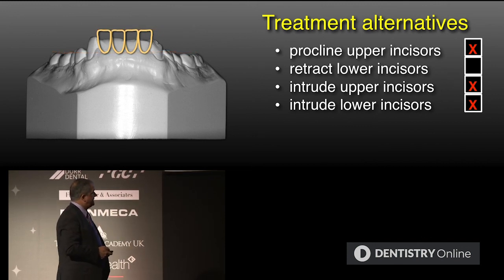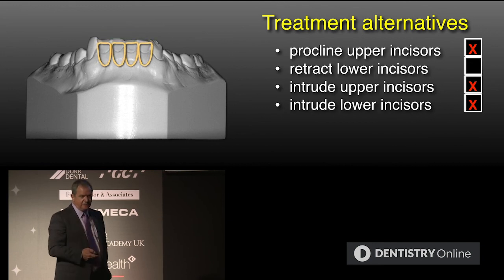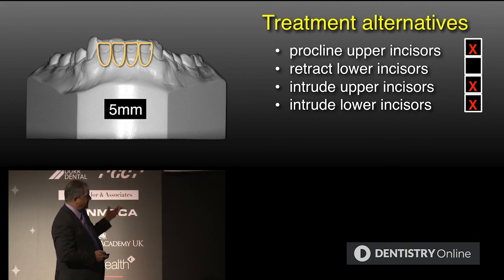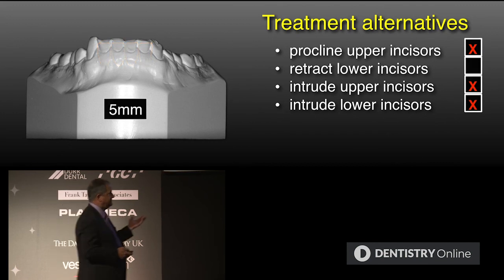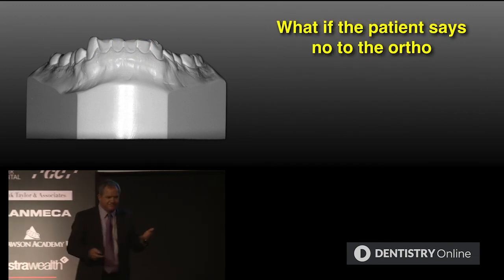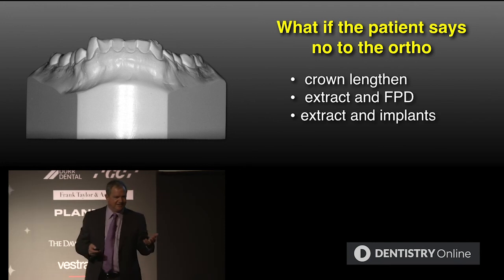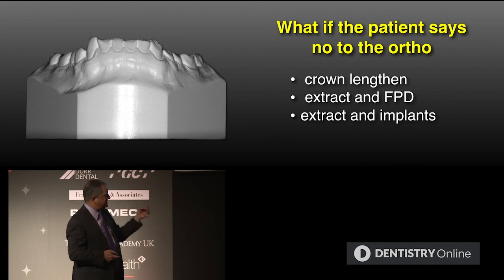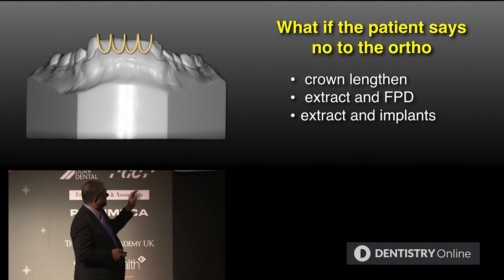Right? Now, that's where we'd like these teeth to be. That would require ortho. What if he says no to the ortho? I'm not going to do the ortho. Maybe I can't make him see things the way I see things. So here's your other choices. Crown lengthen the lower anteriors, extract the lower anteriors, or extract and place implants in the lower anteriors, right?